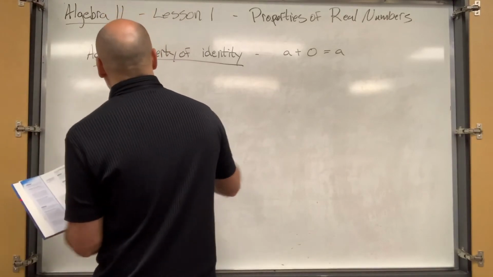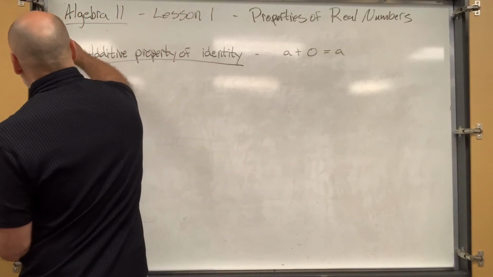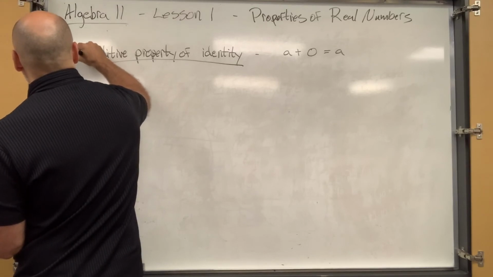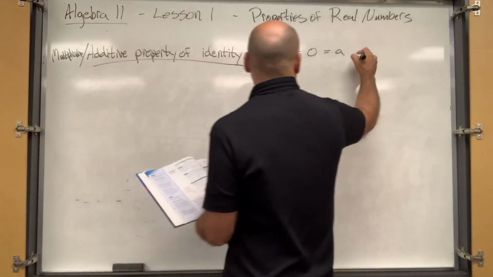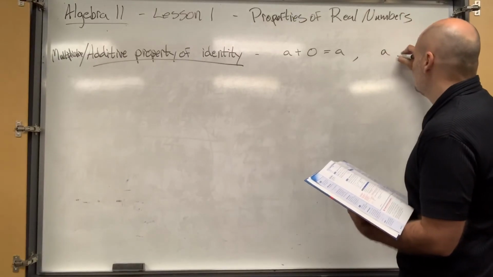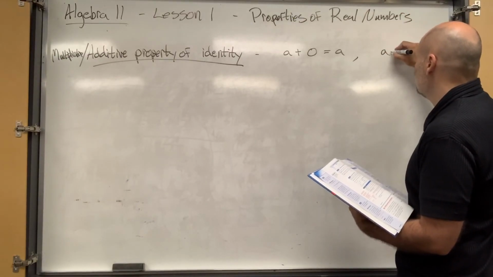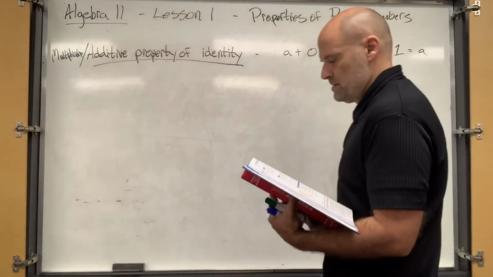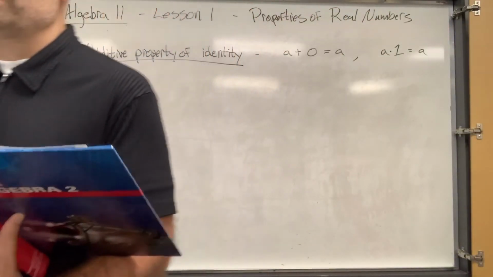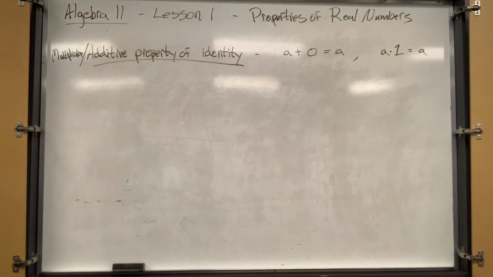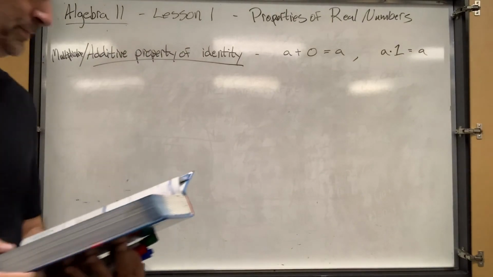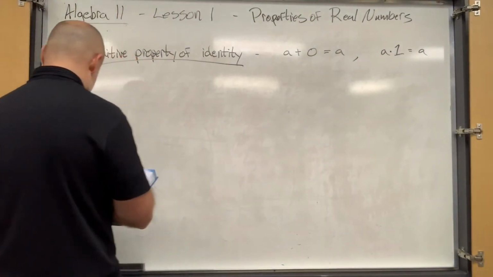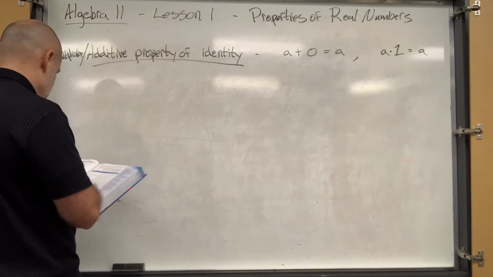Okay? And I'm going to say, and also multiplicative. Multiplicative and additive property also. It's not times 0, it's times 1, right? So whenever you multiply anything by 1, it stays the same. That's why we call it the identity property, because it maintains its identity. Okay?